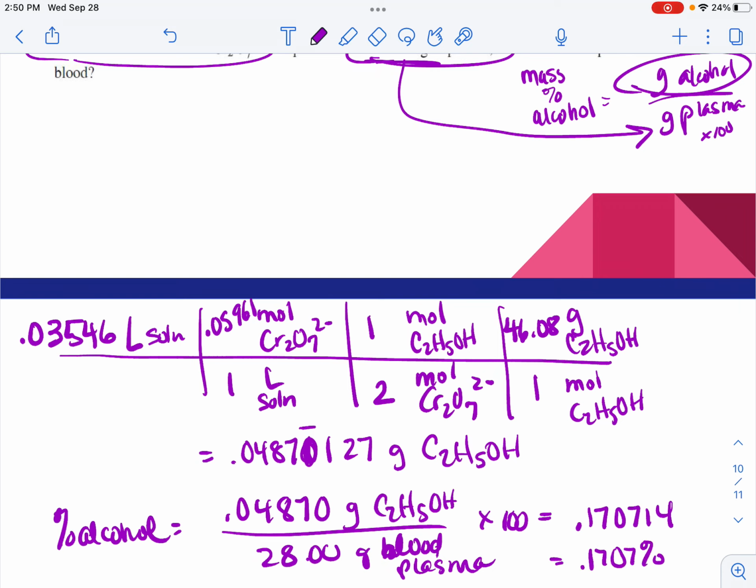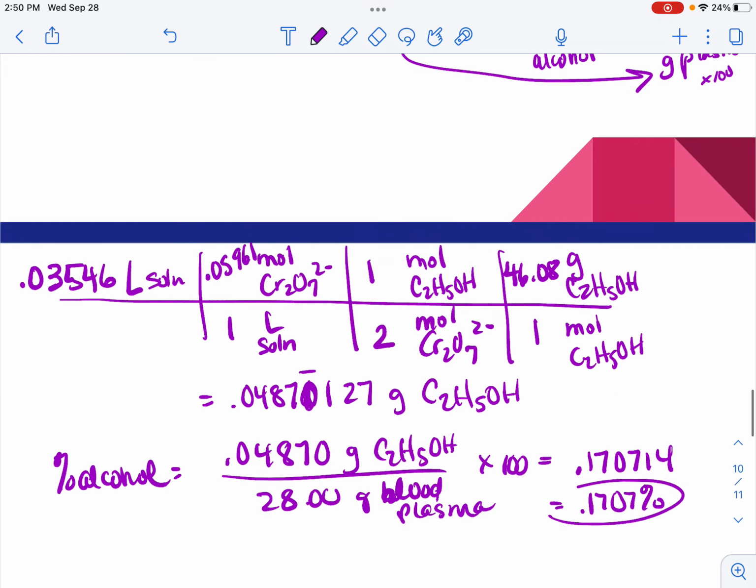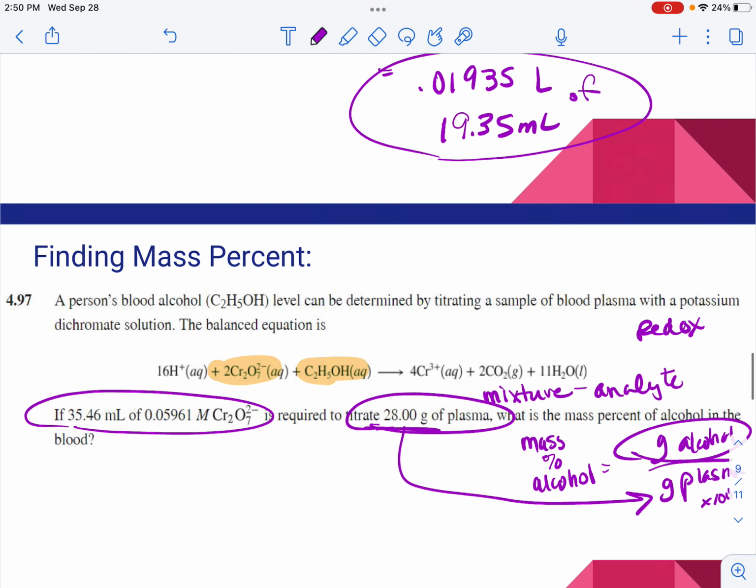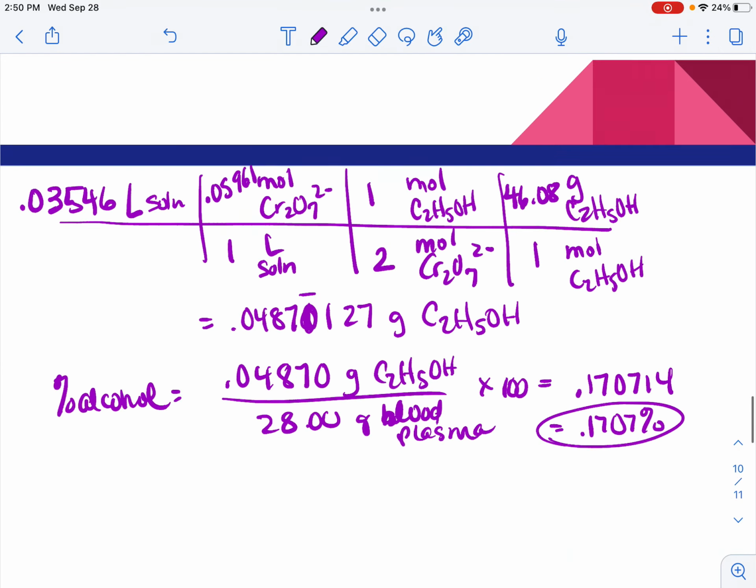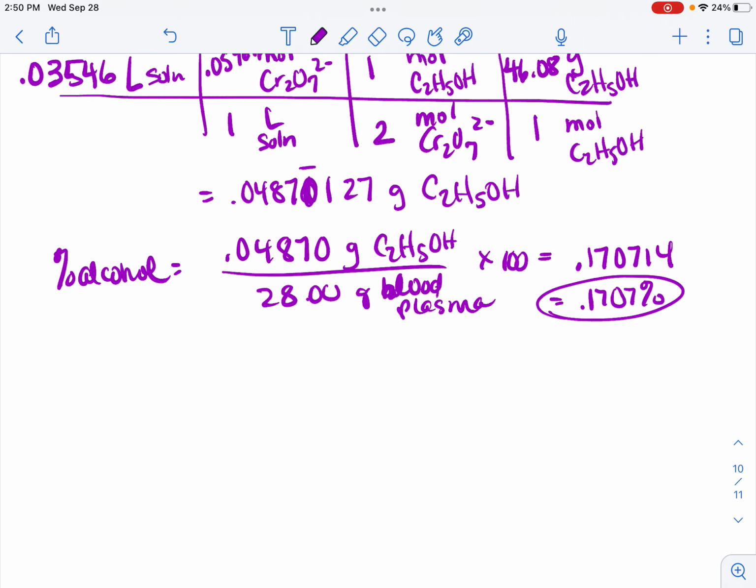0.1707%, which is, oh no. Let's go back and look. Is this person drunk or not? This is what they do. They tell me that we're analyzing this to decide if they're drunk. You should know that in the state of Virginia, 0.08 means that you are drunk, 0.08% blood alcohol. This is 0.17% blood alcohol. This person is drunk. They have almost twice as much alcohol in their blood as they should.